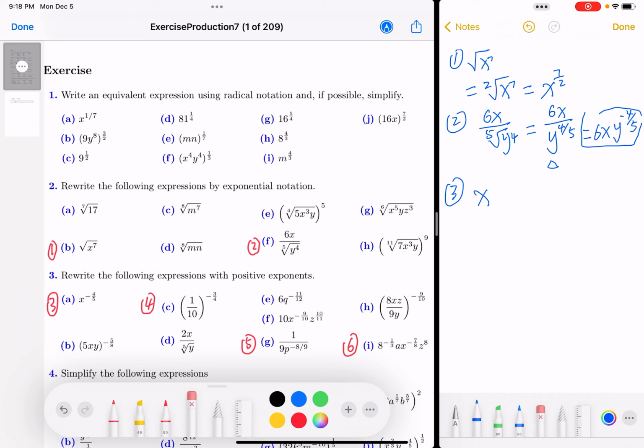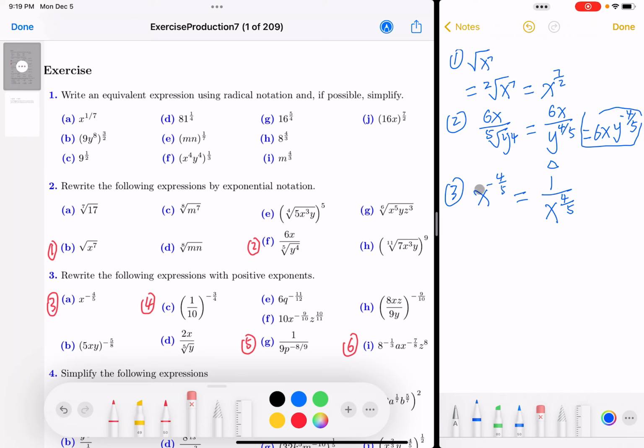So, question 3. By definition, if there is a negative on the exponent, then you can simply put 1 upstairs as a numerator. Downstairs, you just write x to the 4/5. That's it. You are done. You simply take the negative sign, put 1 here, and move it there.